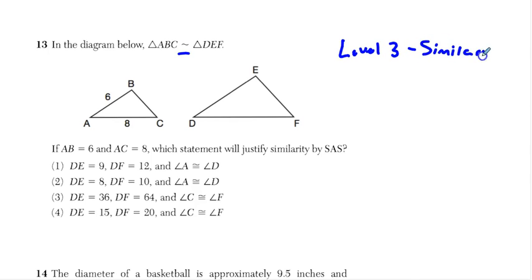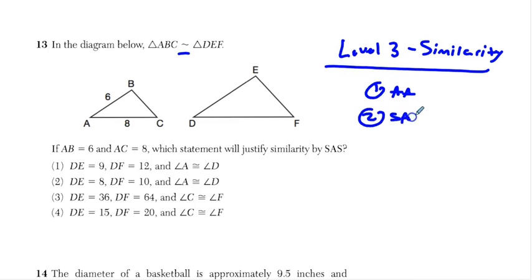And let's just review for 1 second the 3 ways to prove similarity. There's 1, angle, angle, 2, side, angle, side, 3, side, side, side. Those are the 3 ways to prove similarity. Remember, it's important that for side, angle, side, the angle is between the 2 sides. So for that to be true in this question, we know A and D would have to be congruent. That would make the angle between these 2 sides.